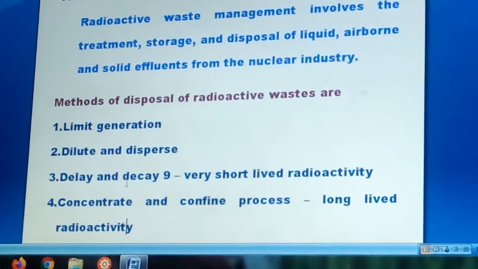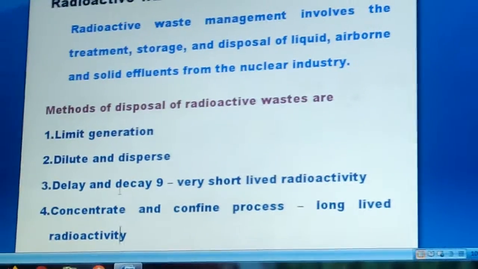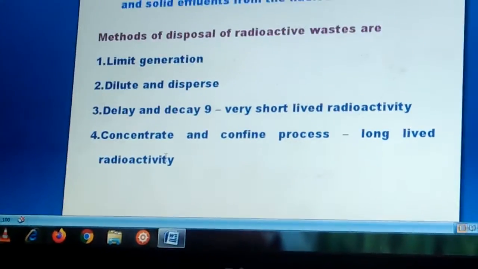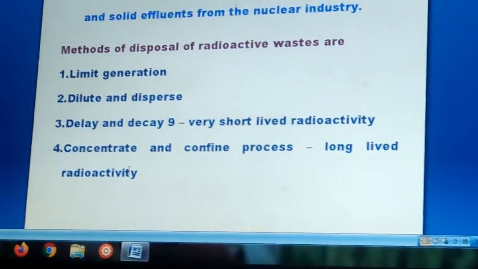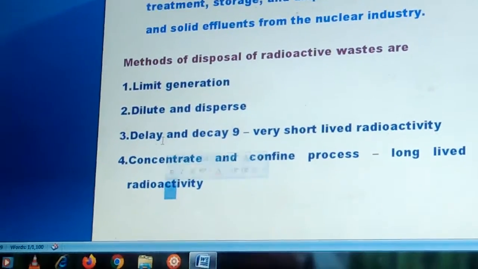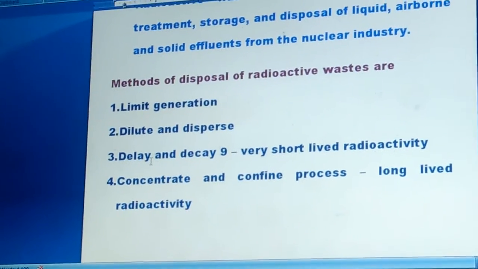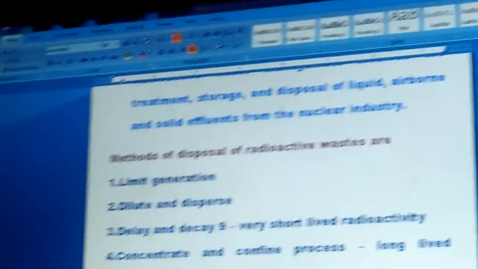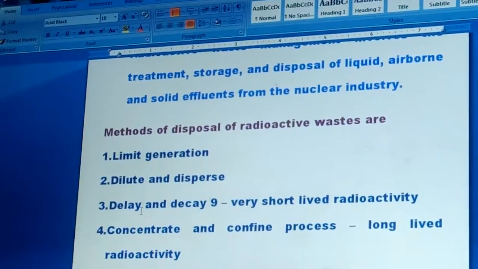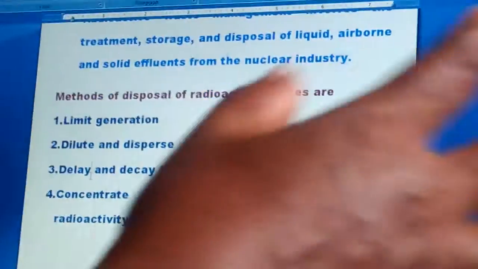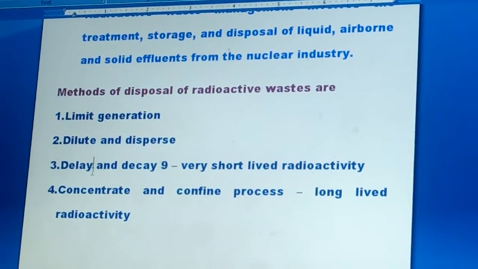Then delay and decay, for very short-lived radioactivity. What does that mean? Most of the radioactive elements are long-lived only and will continuously emit radiation. But by a certain process, we can convert that into some short-lived radioactive material. That is one of the ways.